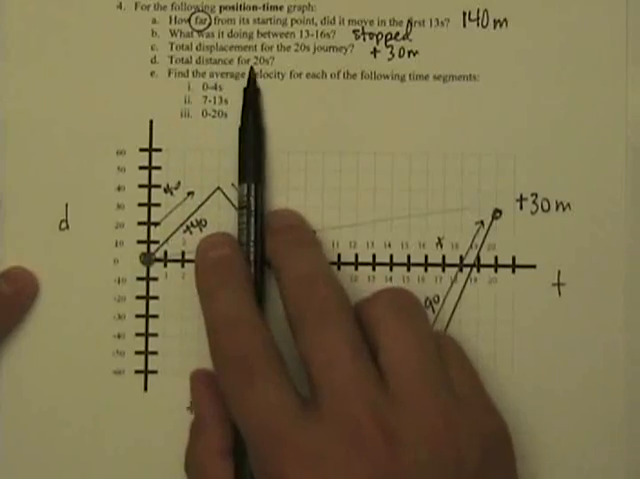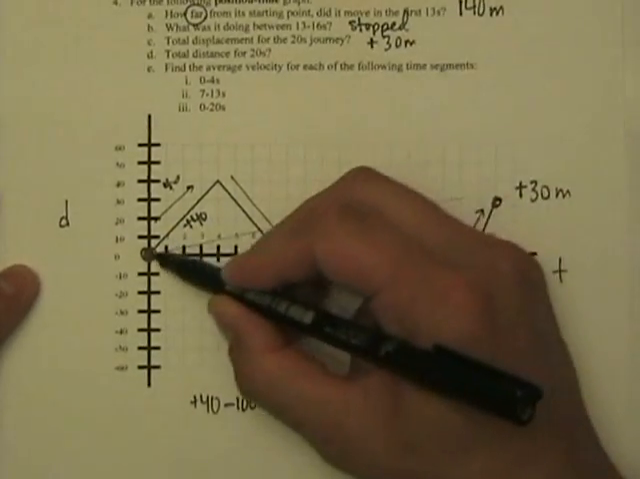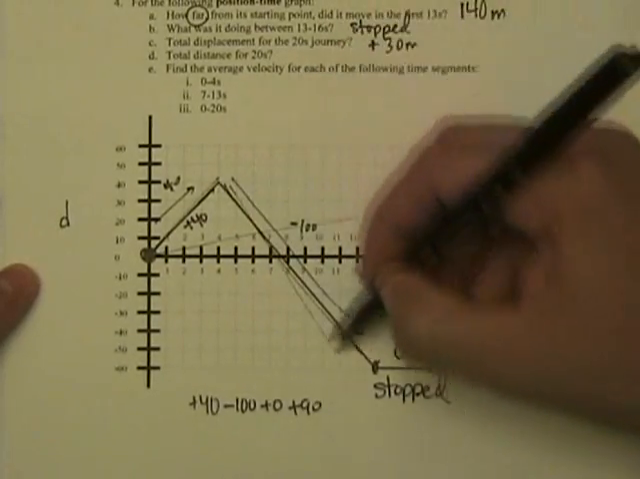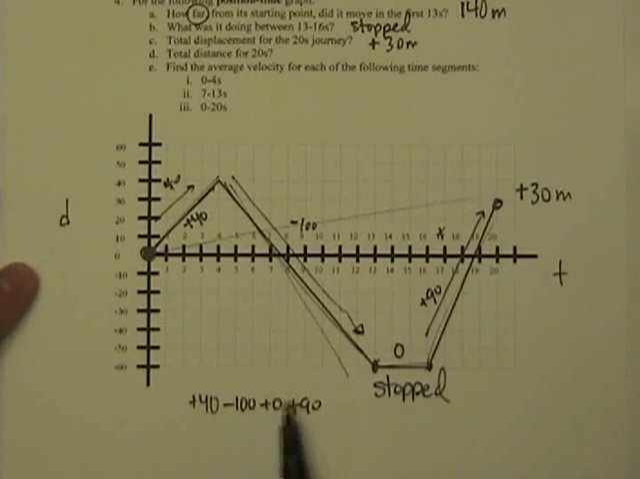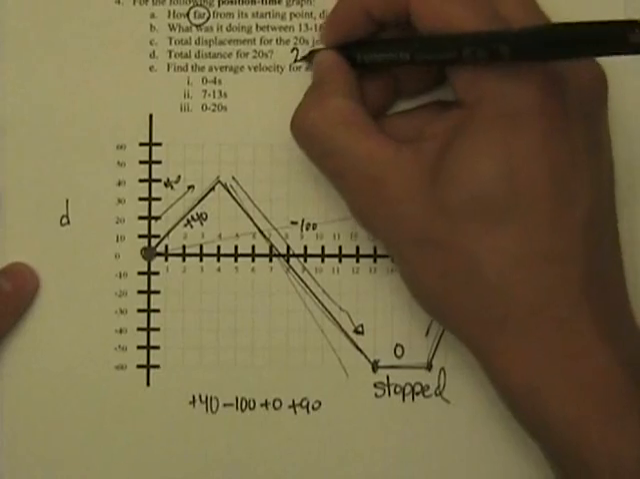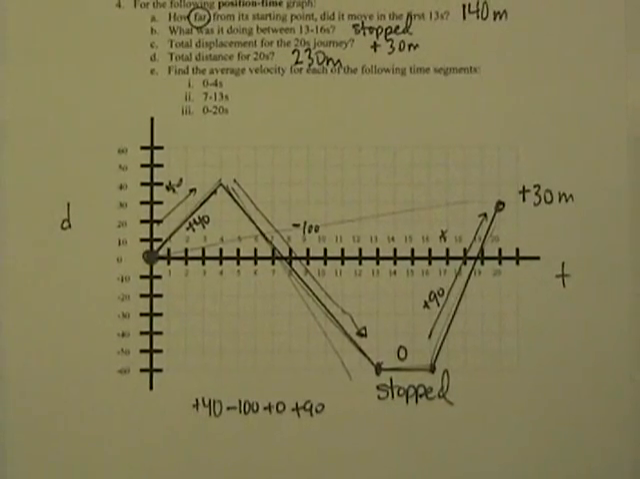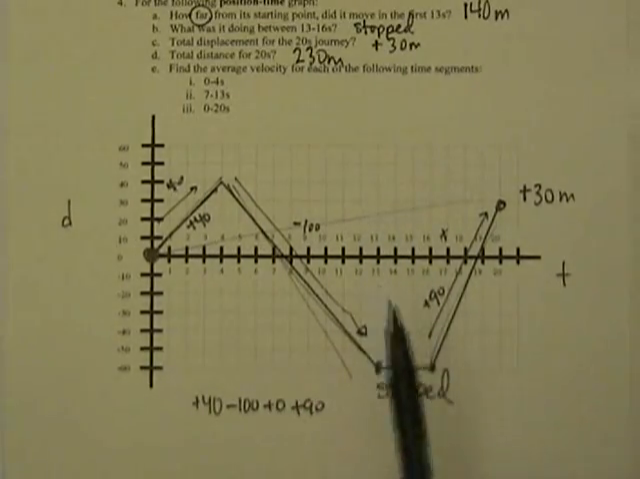And finally, your total distance for the 20 seconds. You don't care about positive or negative, so that would be positive 40, or it would just be 40 plus 100 plus 0 plus 90. So that would end up being, let's see, 190, 230. So 230 meters. Okay. Part E, finding the average velocity for each of the following segments.